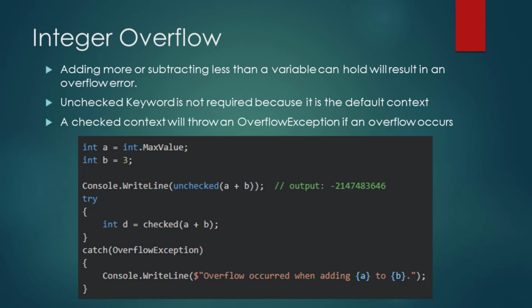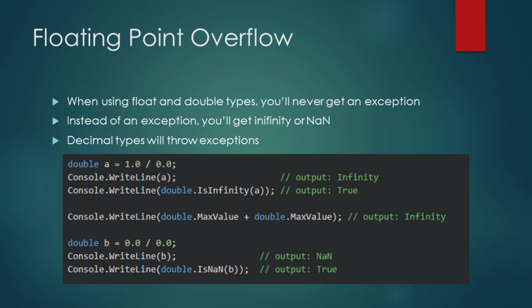This is the default operation, and it's called an unchecked context. However, you can prevent this from occurring by using the checked keyword, in which case instead of overflow logical problems, you'll just get an exception. Now, if you try to overflow a floating point type, you'll just get the value infinity.